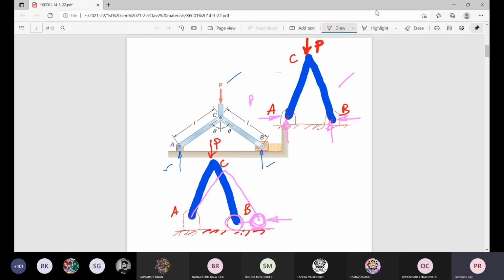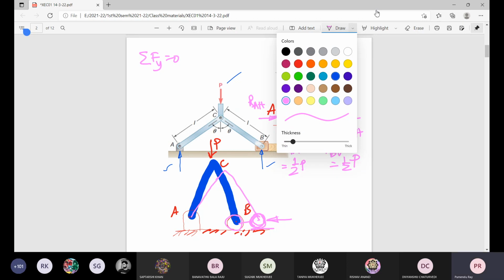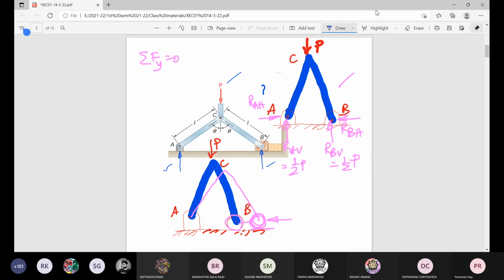So reaction at A, horizontal, reaction at A, vertical, reaction at B, vertical, and reaction at B, horizontal. Now from sigma Fy equals 0, easily we can find that this is half P, and this is also half of the vertically applied downward load. But what about these two horizontal reactions? Of course, one equation is there, they will be of same value and opposite direction. But how to find its value?